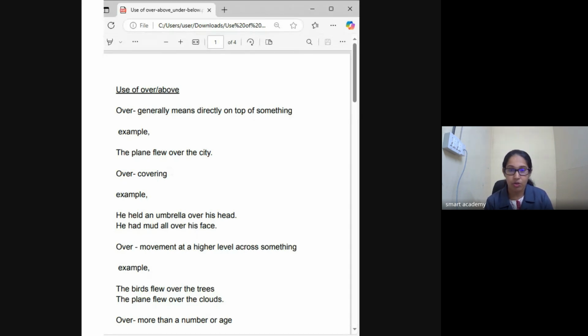First, we discussed that on top of something, it has a direct contact. Direct contact should be there. We use the preposition over. In the other use, we can see that it could be covering. If it is covering, we can use the preposition over.